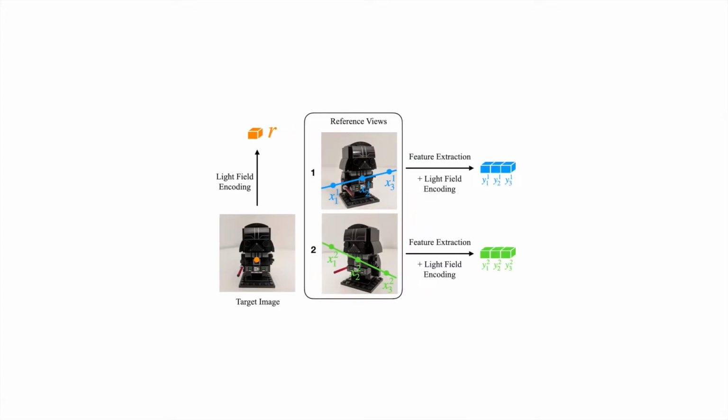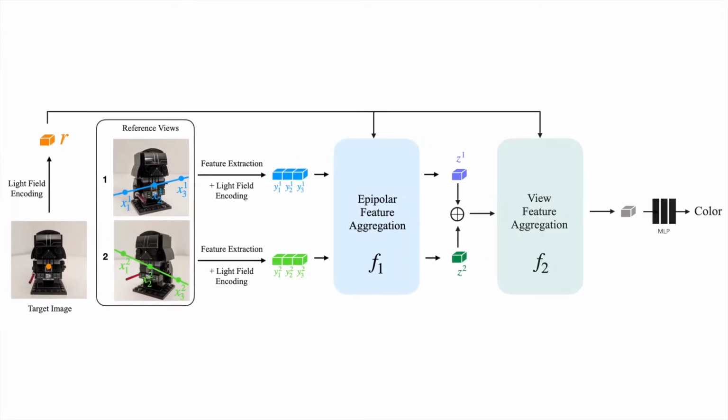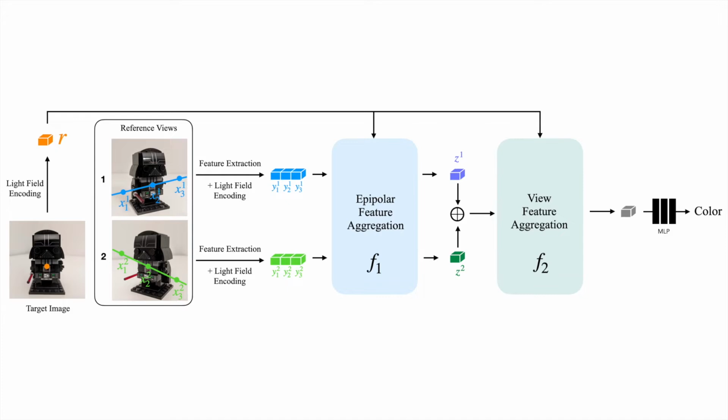The target ray representation, along with the features of the epipolar points, are fed into a feature aggregator that summarizes the features along the epipolar line. These features, along with the target ray encoding, act as input to the view feature aggregator that outputs a single feature vector from which we predict the color.